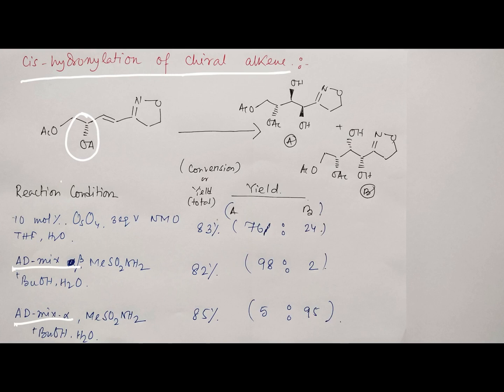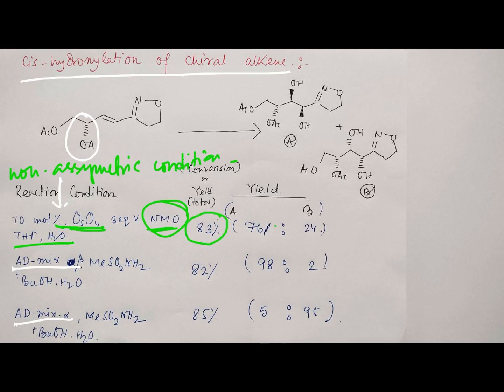Just look at this. If you use the non-asymmetric condition, see, only osmium tetroxide is given and NMO means it's an oxidant, THF water, no asymmetric ligand is given. So what we are getting is an 83% yield, and of the two products, A is 76%, B 24%.